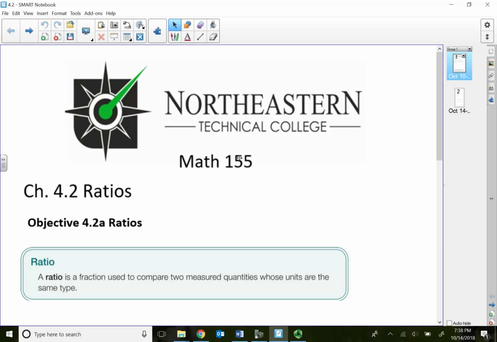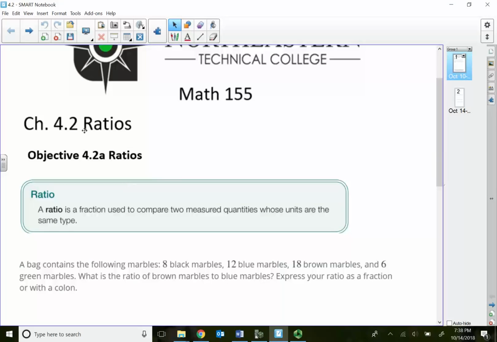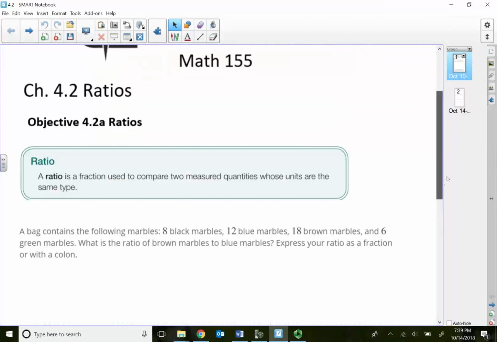55. Section 4.2, talking about ratios. So in this particular video, I'm just going to quickly introduce the concept of ratios. Very similar to a rate, a ratio is a fraction used to compare two measured quantities whose units are the same type.